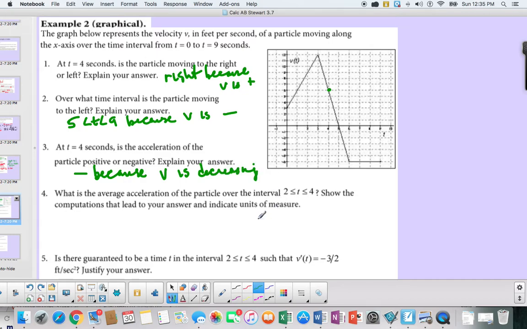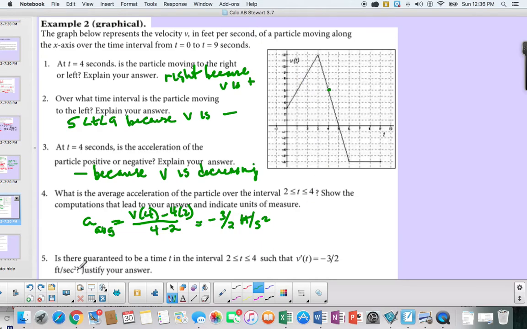What is the average acceleration of the particle between 2 and 4? So I'm going to do acceleration average, which is the velocity at 4, take away the velocity at 2, all over 4 minus 2, and this ends up being negative 3/2, and we are in feet per second squared.